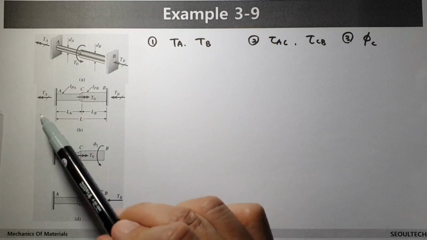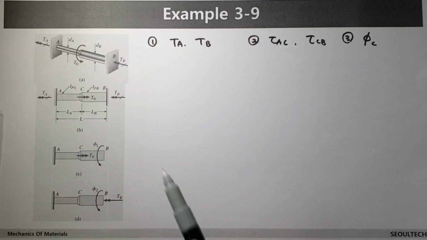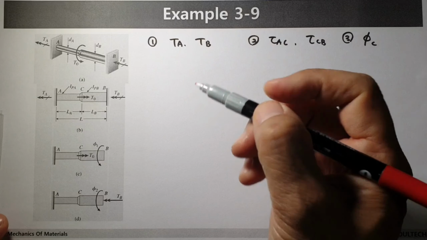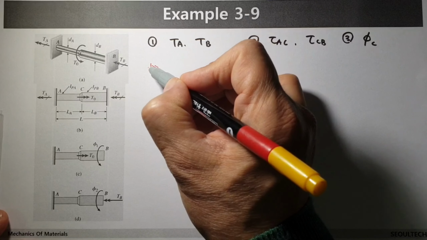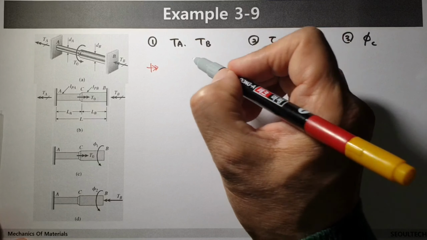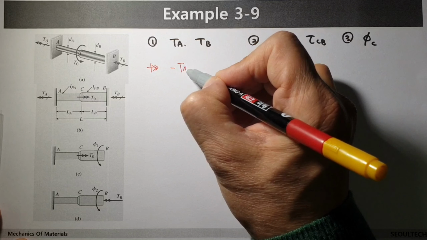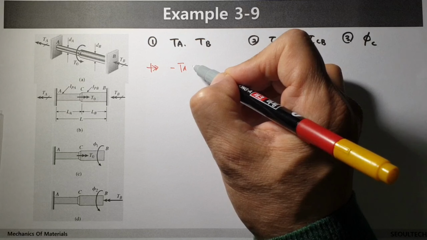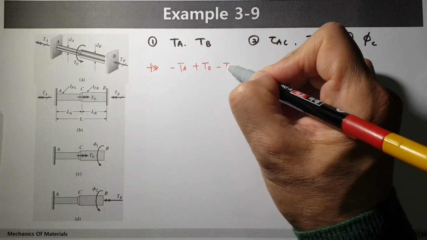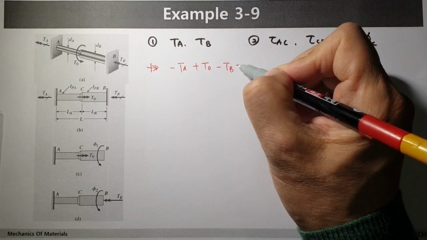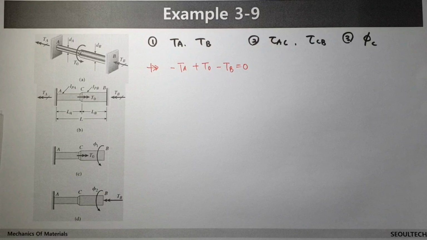When you consider this figure, this direction is positive. Then we can say torque TA plus T0 minus TB equals 0. This kind of equation is available because the torques are in a state of equilibrium.